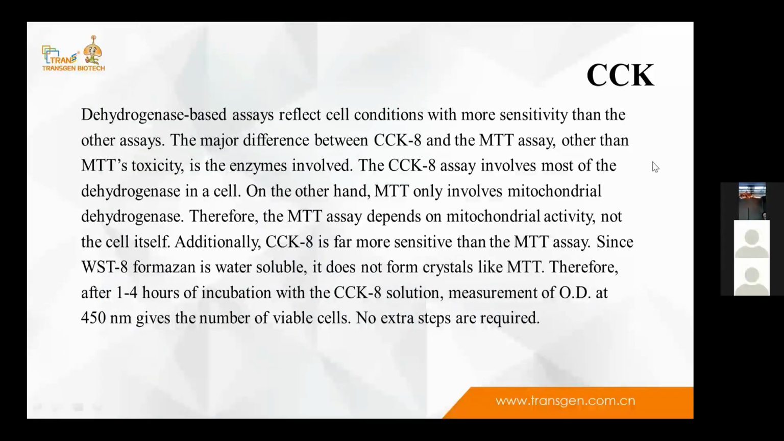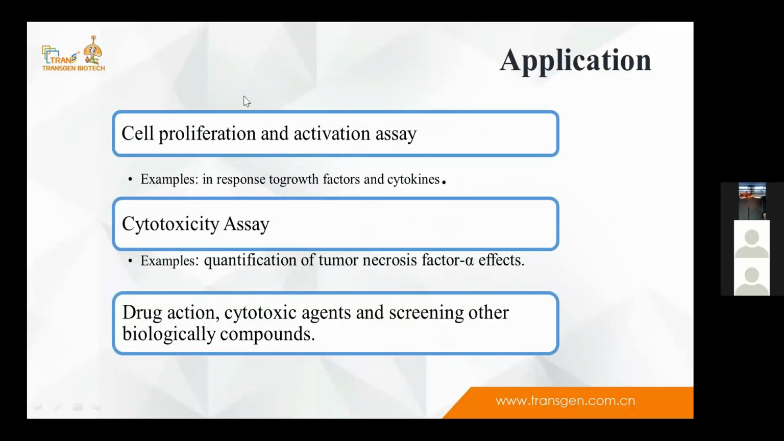And then you can use the machine to measure the OD at 450 nanometers to give the number of viable cells. The application of CCK8 is cell proliferation and activity assay. For example, it can detect growth factors and cyclins. The other one is the cytotoxicity assay.